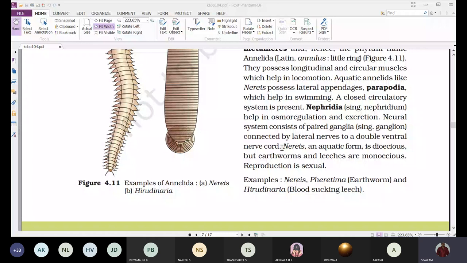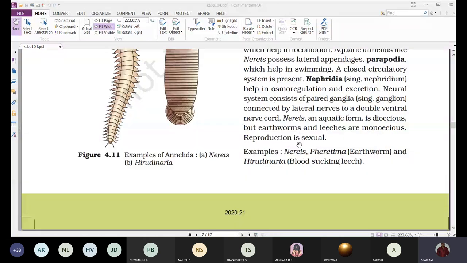And next, coming to the reproduction. When you observe the reproduction in these organisms, we'll find both unisexual forms and bisexual forms. For example, you can see the Nereis. Nereis, an aquatic form, is dioecious, that means unisexual. That means we'll find male Nereis and female Nereis.